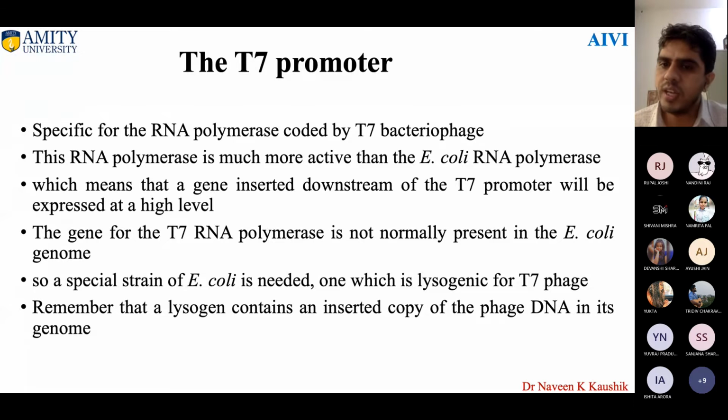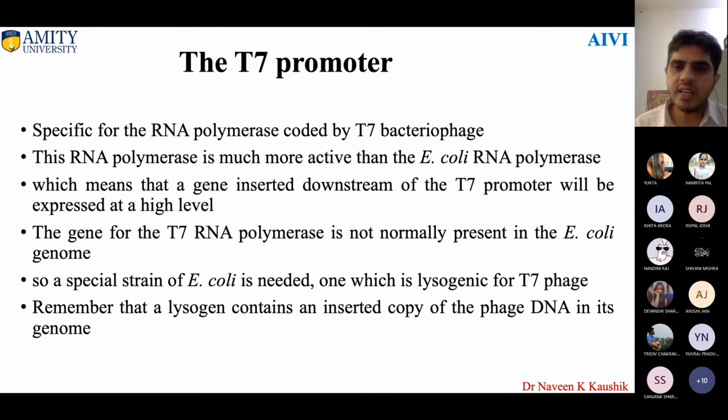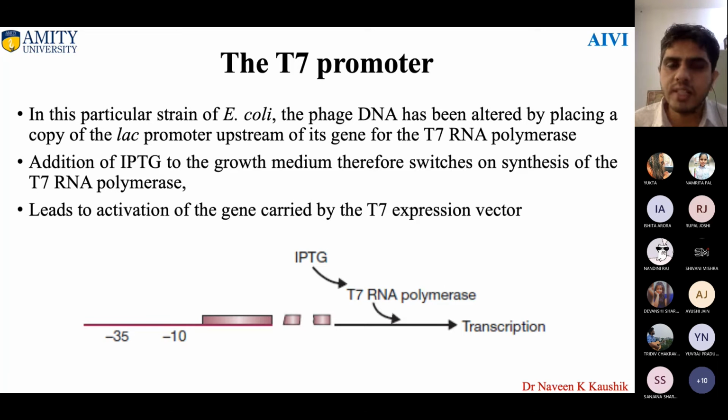How can you get it? For that we have a lysogenic T7 phage E. coli. We infect E. coli with the T7 bacteriophage, and this T7 bacteriophage gets inserted in the genome of your E. coli, meaning genes of your T7 bacteriophage are present in the E. coli. So the lysogen contains the inserted copy of phage DNA in its genome, meaning your E. coli has the phage DNA. When the E. coli has the phage DNA, it is going to produce T7 RNA polymerase.